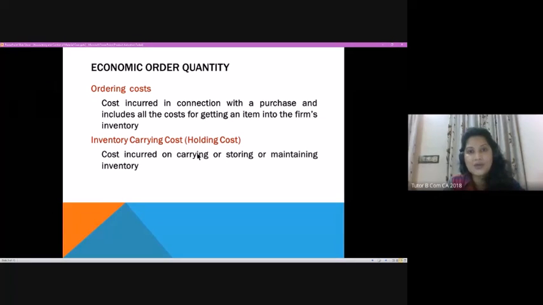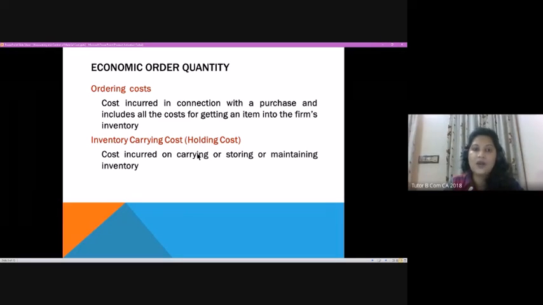Ordering cost, as you can see on our slide, is the cost incurred in connection with purchase, and it includes all costs for getting the item into the firm's inventory. It includes all costs for bringing the product, the raw material, into the store or into the production unit. So it includes all that.